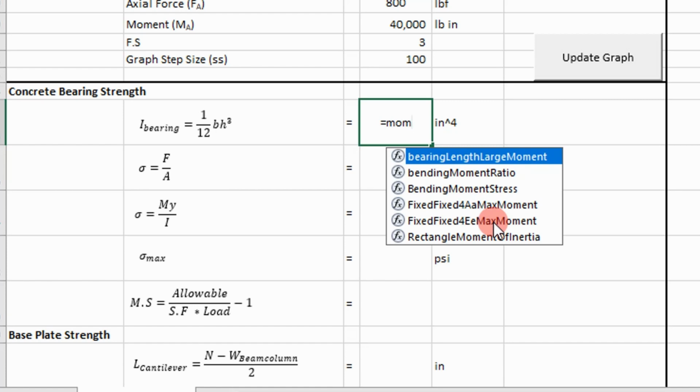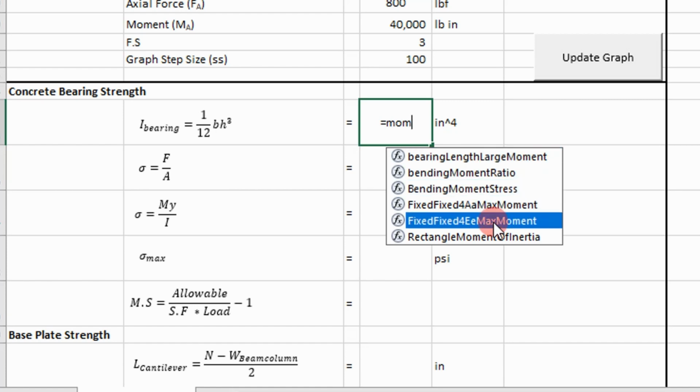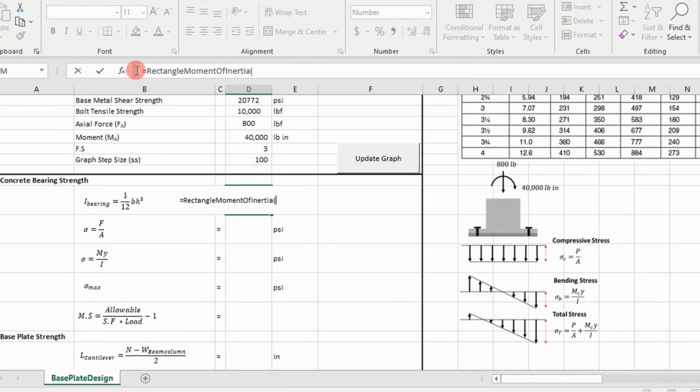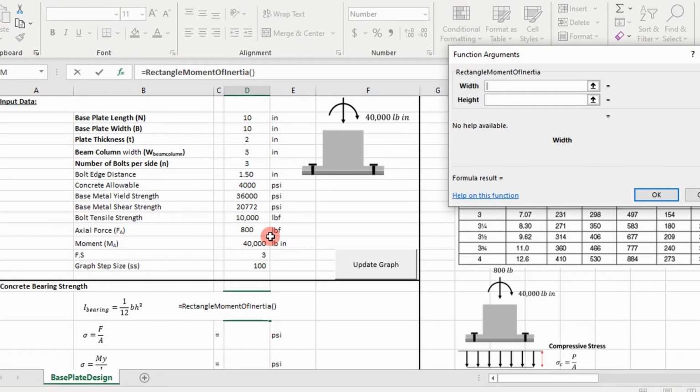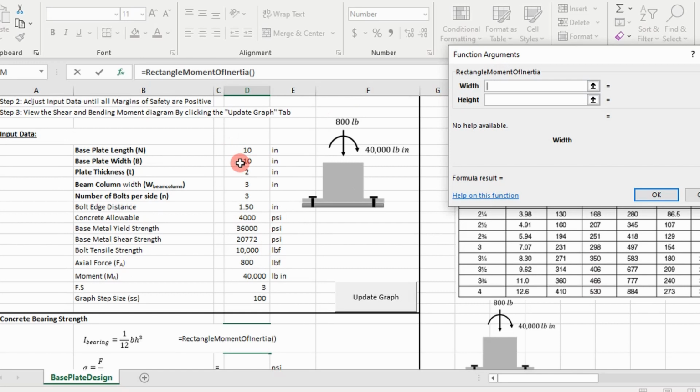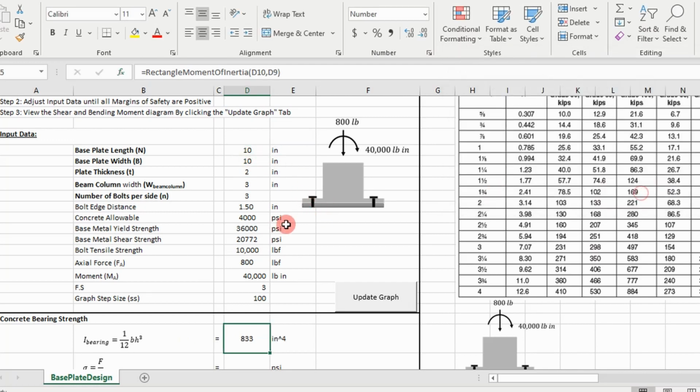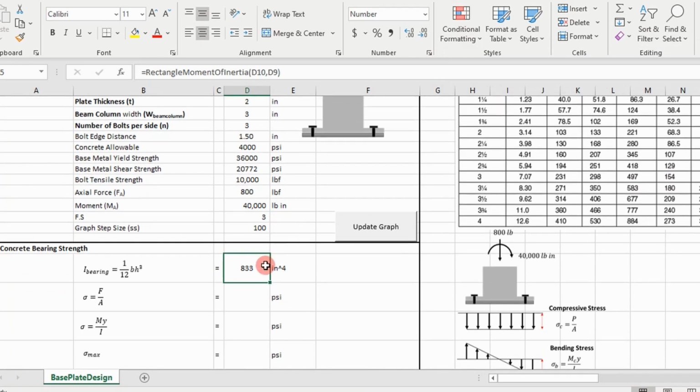It's called rectangle moment of inertia. So in this case, it's going to take the width, which is going to be our base plate width, and then it's going to take our height, which we consider, if we flip this 90 degrees down and then move this moment over, you'll see that the distance from here to here is going to be our y. So it's going to be our height. So that's our bending moment of inertia for that.